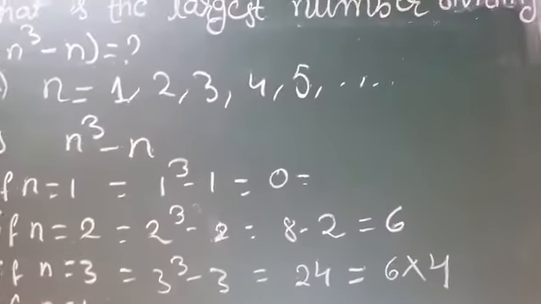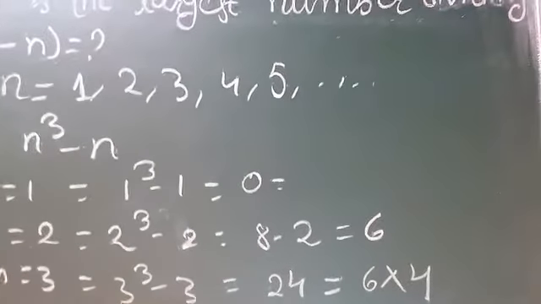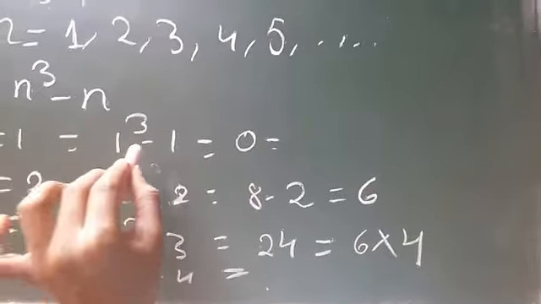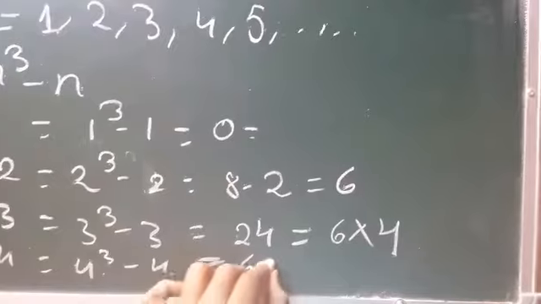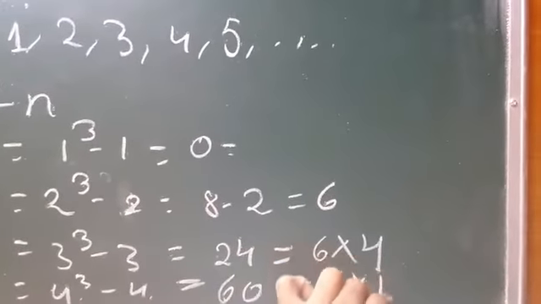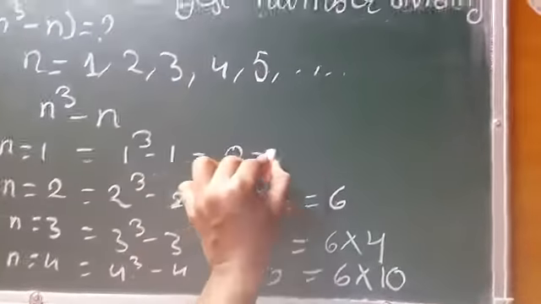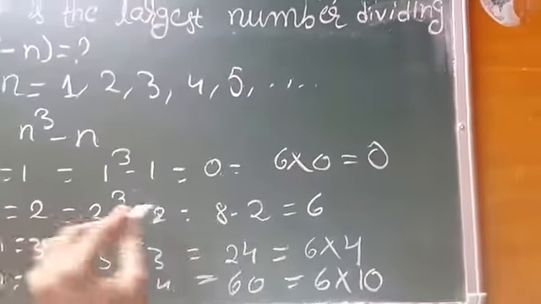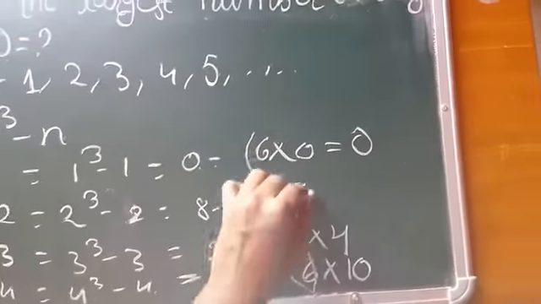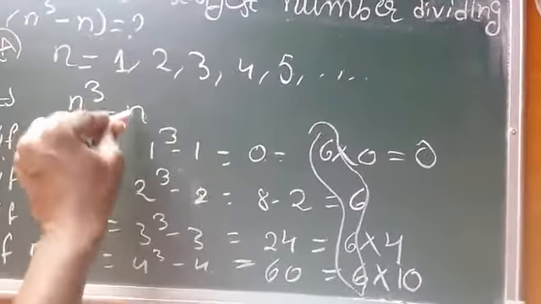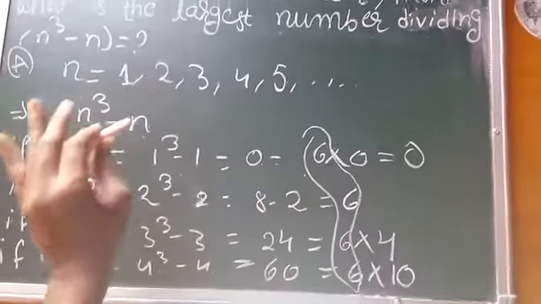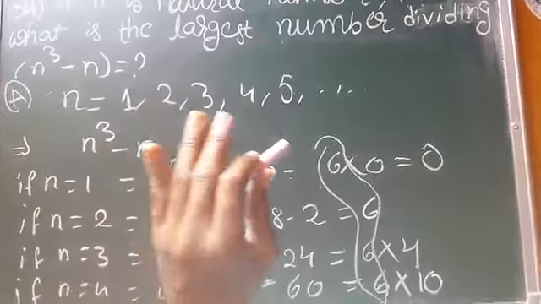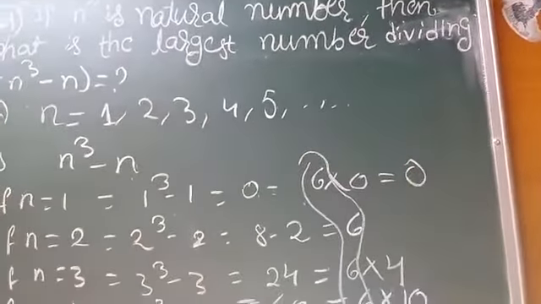If n is 4, 4 cube minus 4, that is equal to 4 4s are 16, 16 4s are 64, 64 minus 4, 60. 60 can be written as 6 into 10, right? So observe here, 0 also can be written as 6 into 0, that is equal to 0. So here, what is the largest number which is divisible by n cube minus n? 6. I hope you understood how to calculate the number which is divisible by n cube minus n. That should be the largest number.